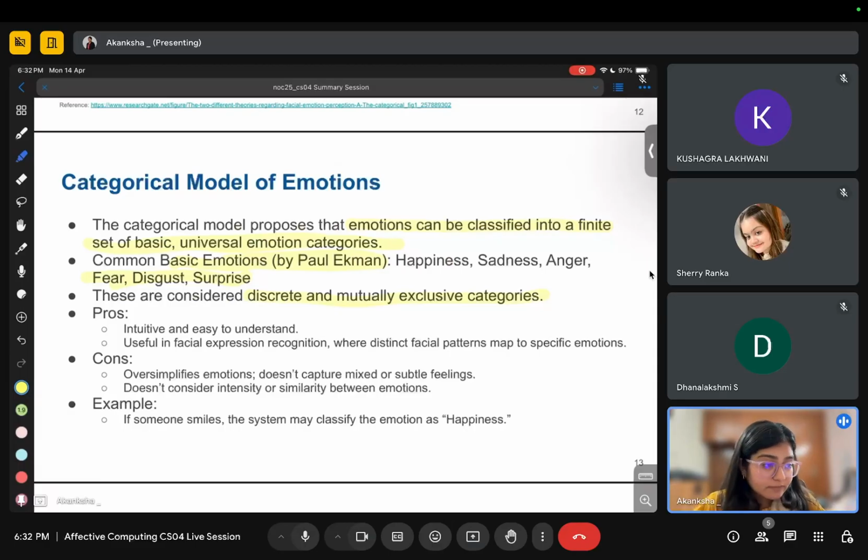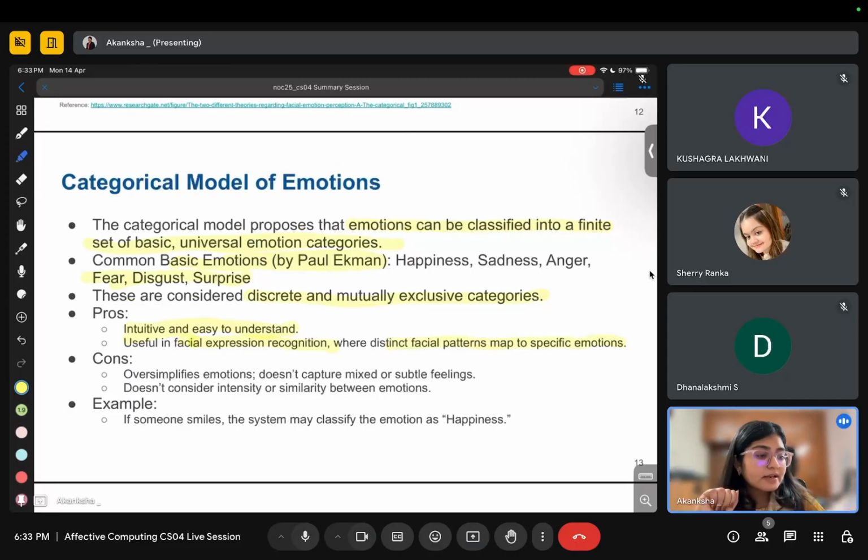And what are the pros of this approach? It is very intuitive. Usually a layman, if telling someone how they are feeling, won't say I'm feeling 1.3 comma 4.3 happy. You just say you're feeling happy, right? So it is very intuitive and easy to understand, and it is useful in facial expression recognition, where distinct facial patterns map to specific emotions. If I smile, then mostly it is going to be related with happiness. That means it is only related to happiness, and it is very easy, simple, and straightforward.